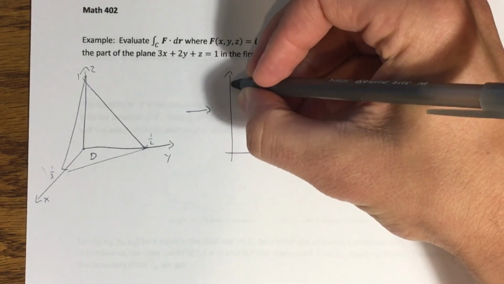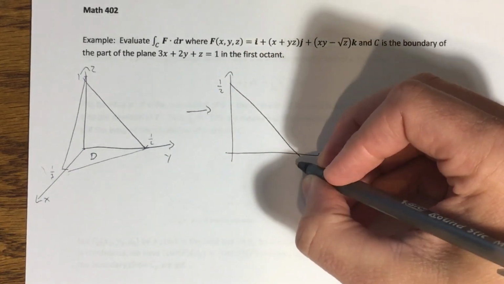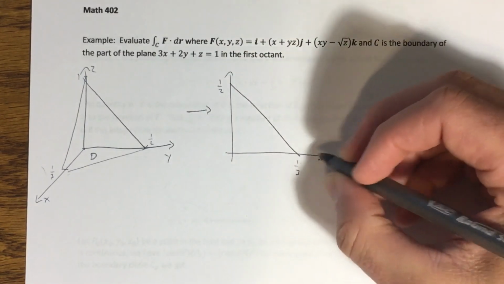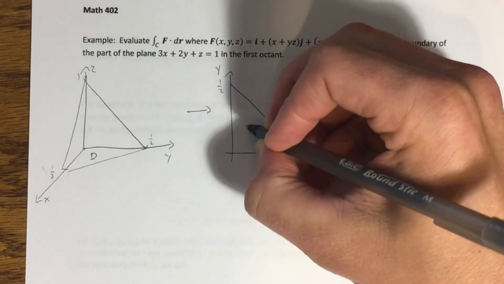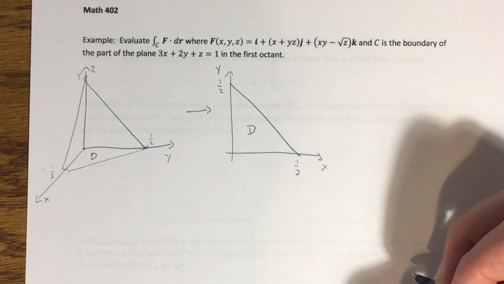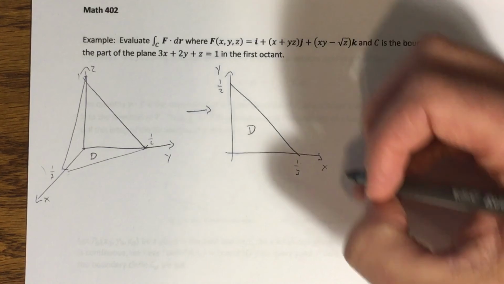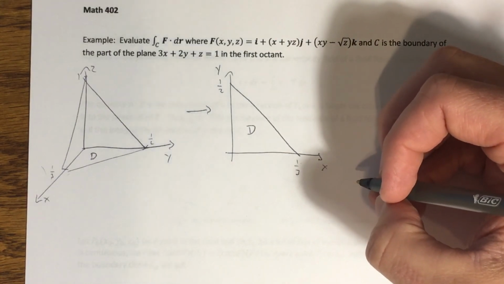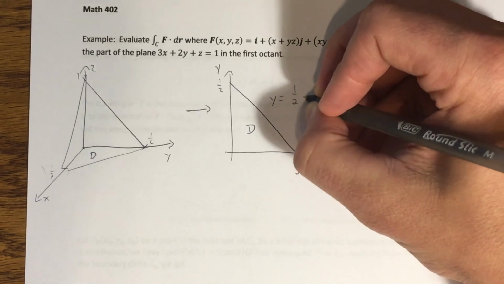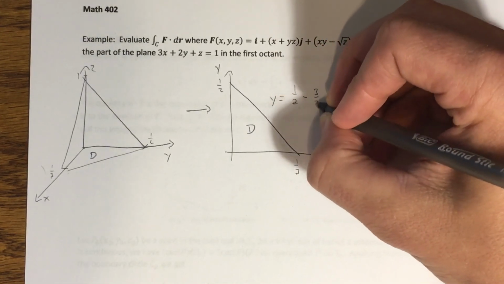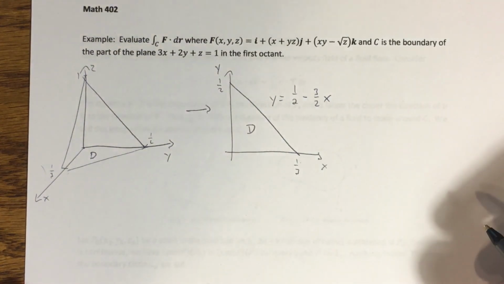So D looks like a triangle. The y-intercept is 1/2. The x-intercept is 1/3. So that's that region D right there. And the equation giving me this line right here is going to look like y equals 1/2 minus 3/2 x. Relatively easy to come up with the equation of that line. We're going to need that.